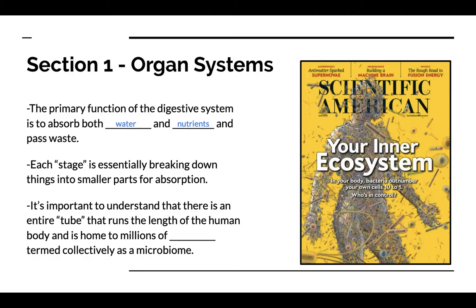And what's also really interesting to think about, it's important to understand that there is an entire tube that runs the length of the human body, and it's home to millions and millions of bacterial cells that are collectively called a microbiome. So if you think all the way back to ecology when we discussed the biome, you yourself as a human body are a biome as well. You can see over on the right-hand side, the Scientific American, a publication I think from 2012, it says your inner ecosystem and your body bacteria outnumber your own cells 10 to 1. And the question they pose is, who's in control? It's pretty interesting to think about.